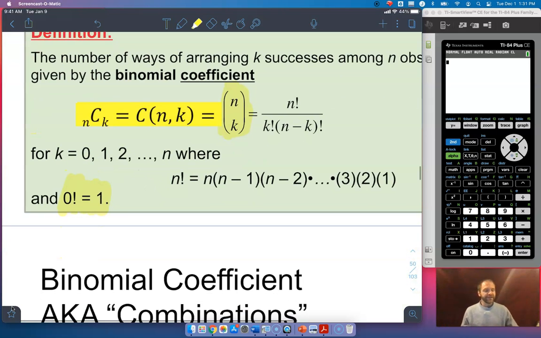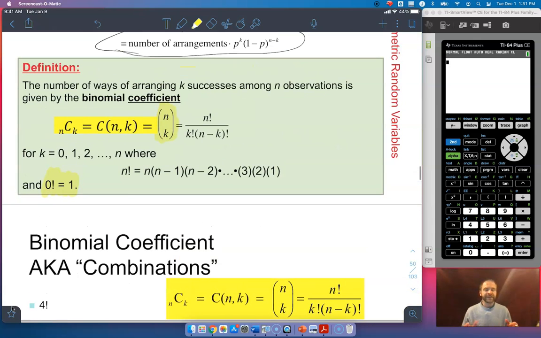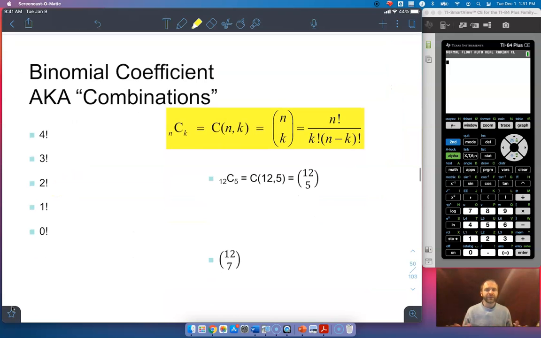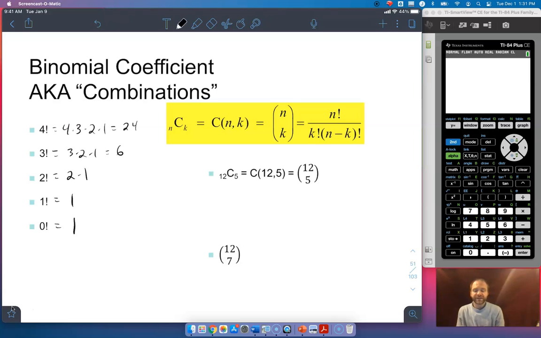All right, so let's give it a shot. Here's the stuff that we went through before. We're going to talk about the binomial coefficient. I already talked about what factorial means. So this means 4 times 3 times 2 times 1. This means 3 times 2 times 1. This means 2 times 1. This just means 1. This 0 factorial is 1. So this number would be 24, this number would be 6, and this number would be 2.